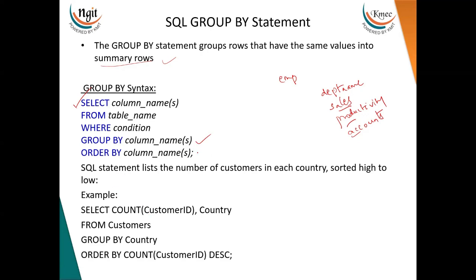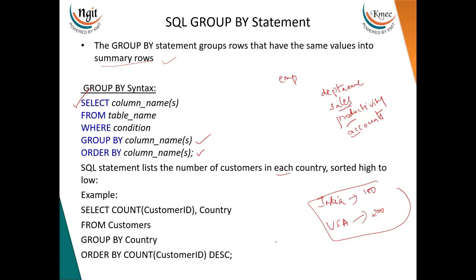And similarly, order by is also used to arrange the values for the column in either ascending or descending order. Here we have an example. List the number of customers in each city. Let's say we have countries like India and USA. Now, the number of customers in each country. How many customers are there in India? Let the number of customers be 100. How many are there in USA? Let it be 200. Now I have to arrange these in descending order because they asked us to sort from high to low. So what should be our output?